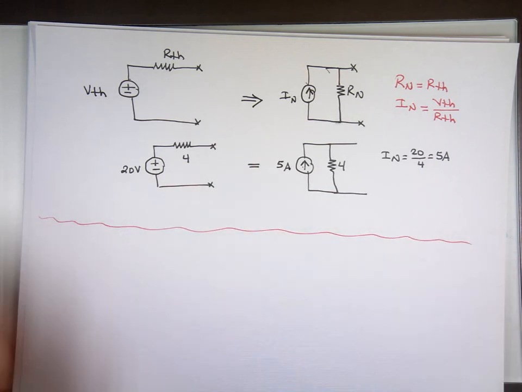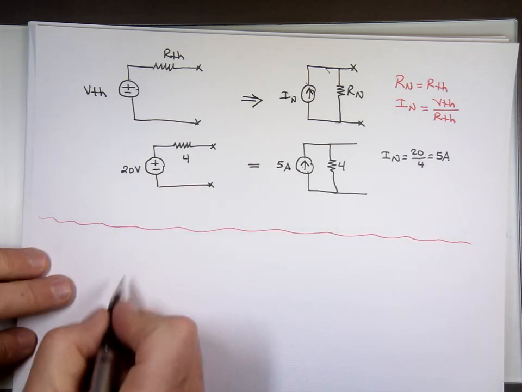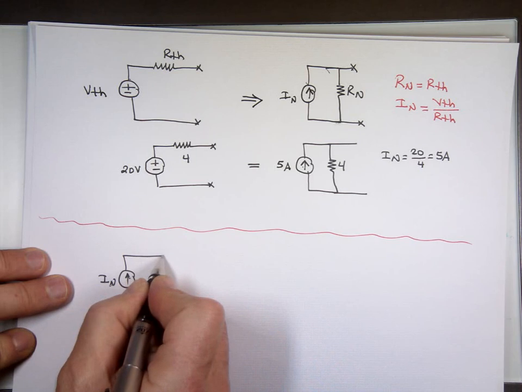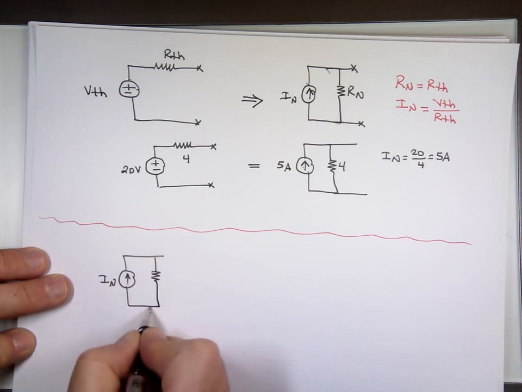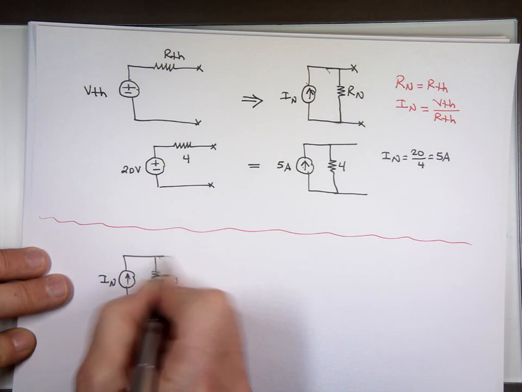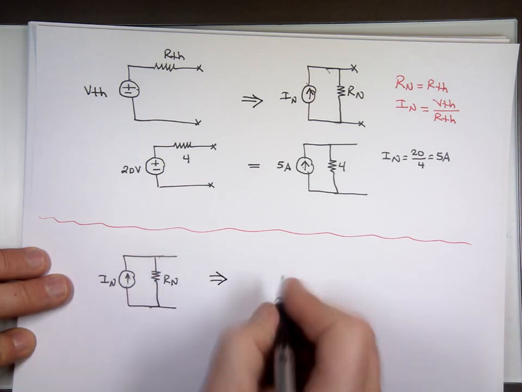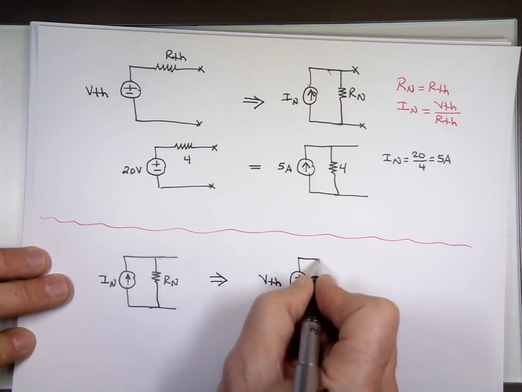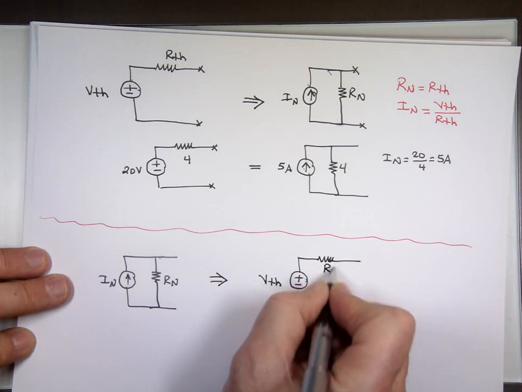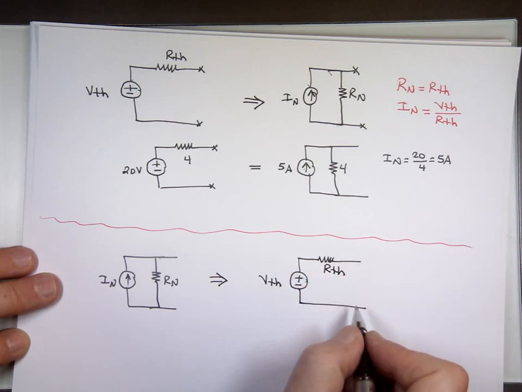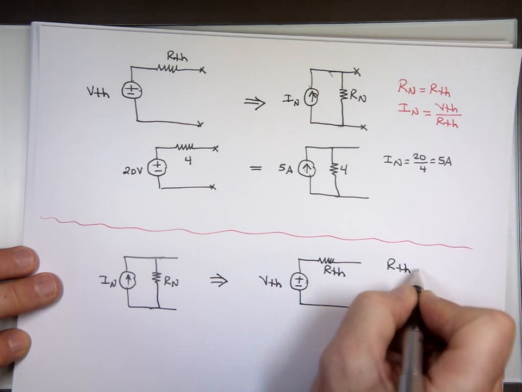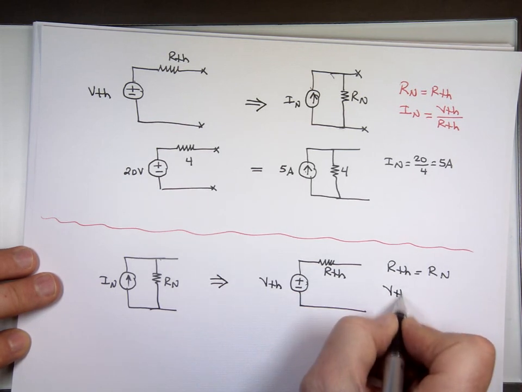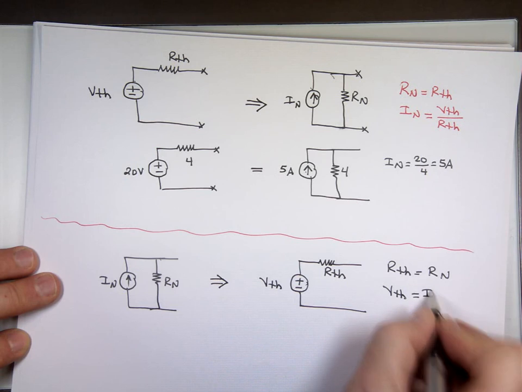The reverse now. If you have a Norton equivalent, I Norton, in parallel with R Norton, I can replace that with, or change it to Thevenin equivalent. That's V Thevenin in series with R Thevenin. And what's R Thevenin going to equal to? It's going to equal to R Norton. What's V Thevenin going to equal to? Ohm's law, V equals I times R. I Norton times R Norton.